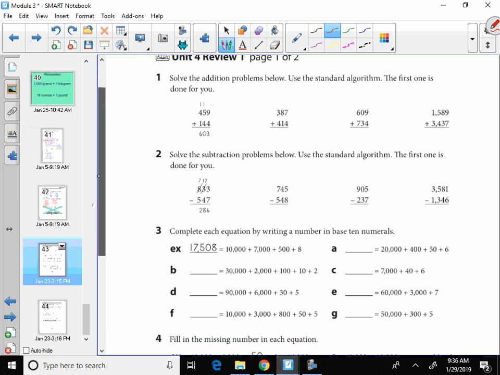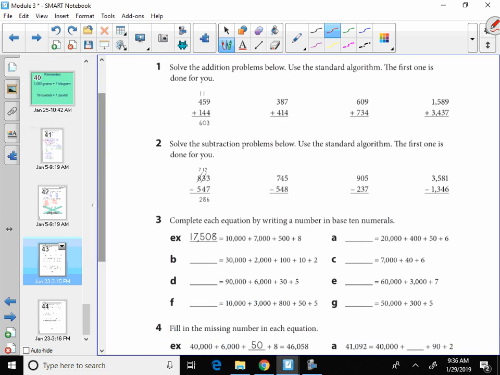Okay, let's take a look at number 1. We're going to solve the addition problems using the standard algorithm, which is what we always use. Starting at the ones place, 7 plus 4 is 11, 1 plus 8 is 9, plus 1 more is 10, 1 plus 3 is 4, plus 4 more is 8.